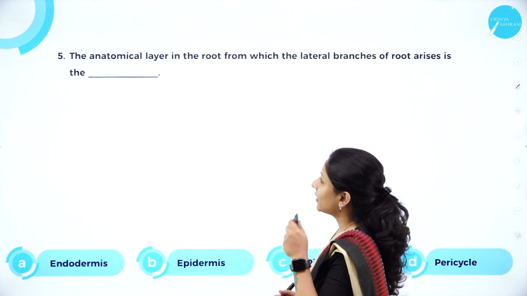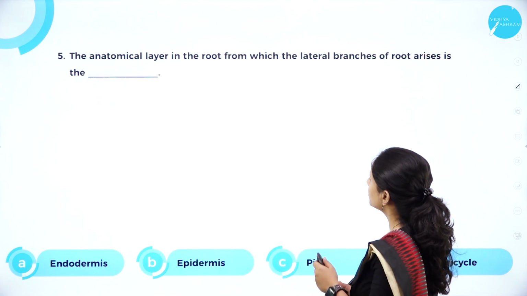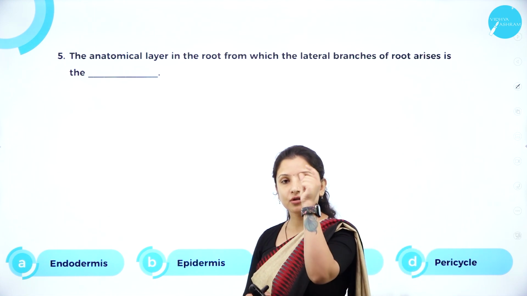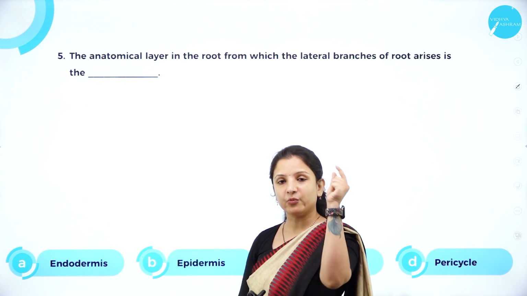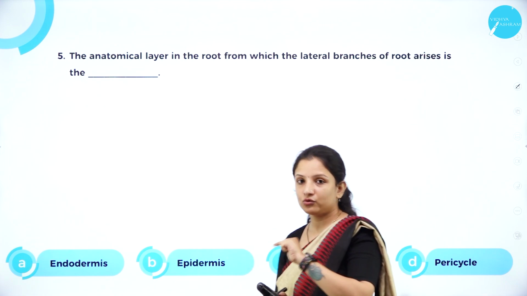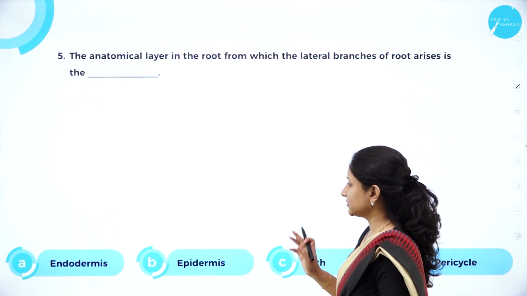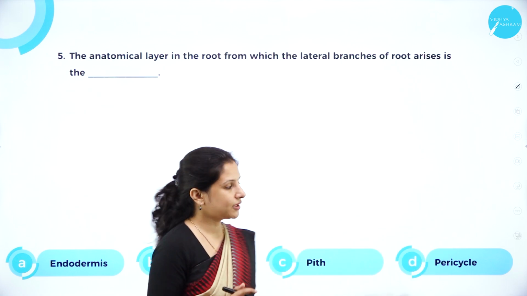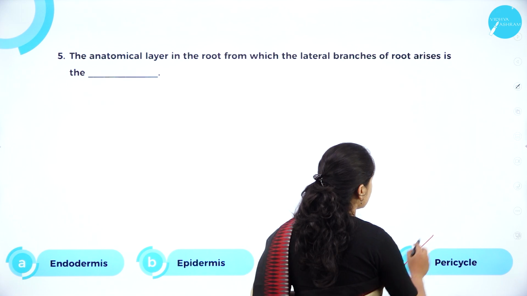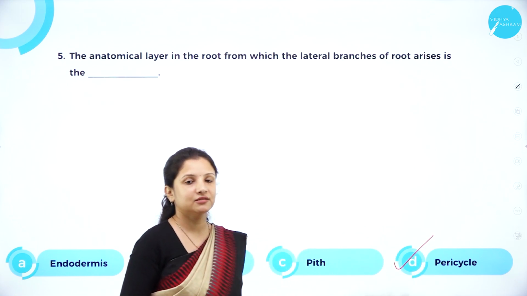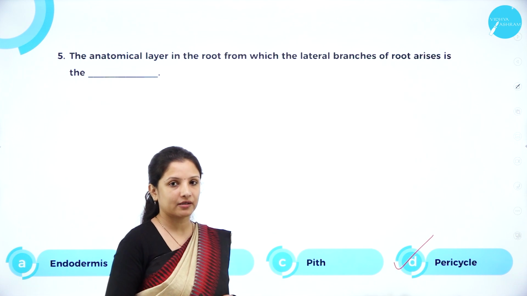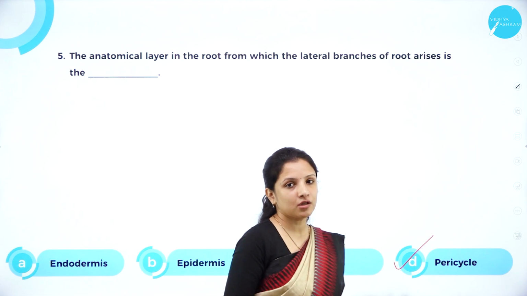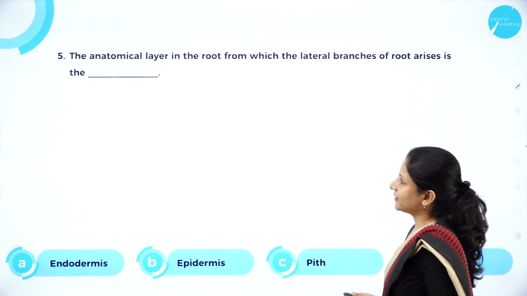So what is the question? The anatomical layer in the root from which the lateral branches of root arise is the. So we know that in the root there is the mother root or the primary root from which the lateral roots or the secondary roots develop. So from where exactly do they develop? Does it develop from the endodermis, epidermis, pith or pericycle? The lateral roots usually develop from the pericycle, wherein some of the thick-walled parenchymatous cells present in the pericycle undergo modification to develop into the lateral roots. So option D is the right answer here.